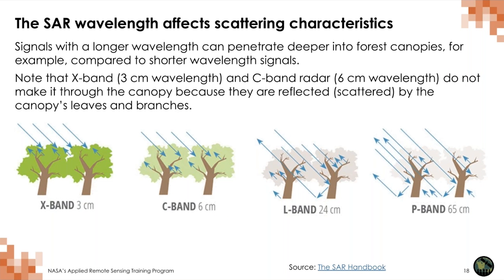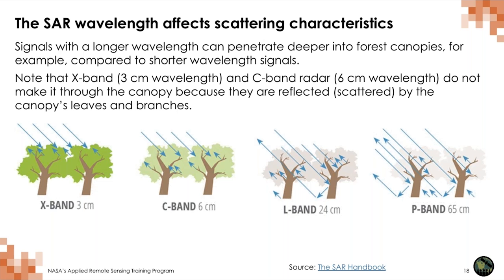One other characteristic of the SAR wavelength is that the longer the outgoing wavelength, the further the signal can penetrate into something like a forest canopy. As the signal wavelength increases, the penetration depth increases. So again, a figure from the SAR handbook below. On the left-hand side, we have a cartoon of X-band radar signals, which are 3 centimeters, smaller than what we're working with today, which are essentially scattered by the top of a vegetative canopy, like a forest. And as you move through C-band, the scattering makes it deeper within the vegetative canopy, but it doesn't quite get to the ground.